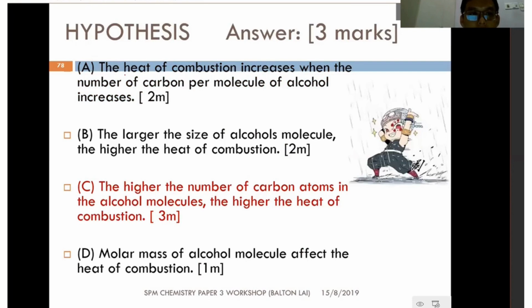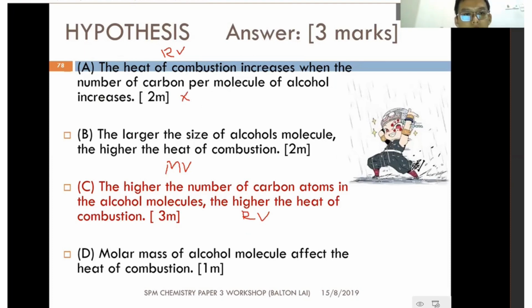Because you see, it's not complete. Heat of combustion increases when the number of carbon per molecule of alcohol increases. Not specific. If you want to be more specific, you must mention NV first and then RV. Now you can get it. This one, no. This one has RV coming first, cannot. RV coming first, wrong already.